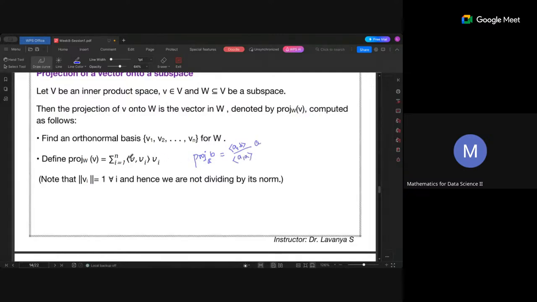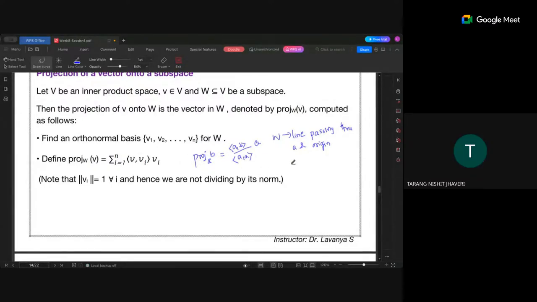Now, how can you compare this and this? That we are taking an orthonormal basis. So what is W first of all here? W is a line. This is your W. And for this W, what is an orthonormal basis? You have A here. So how do you construct an orthonormal basis?